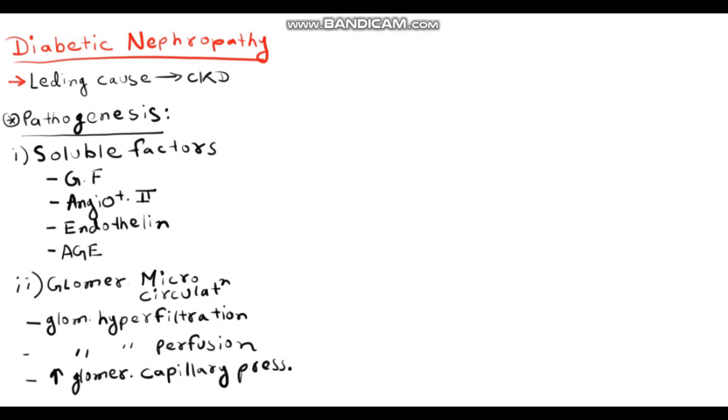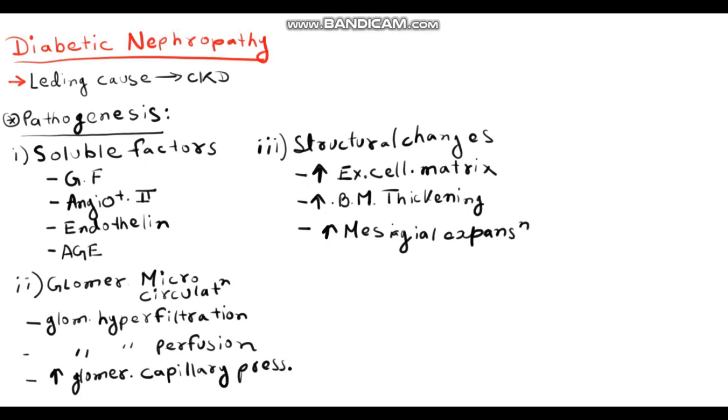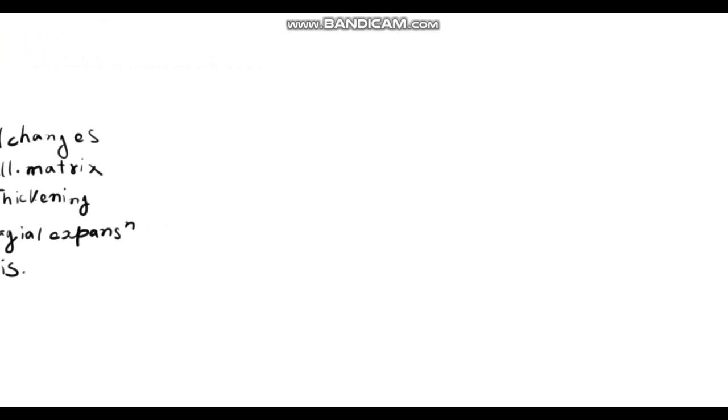The third one is mainly the structural changes which happen during the disease in the glomerulus, which has a few components including the increased extracellular matrix which appears during the course of the disease causing damage to kidneys. There is thickening of the basement membrane of the glomeruli, then the mesenchymal expansion, and lastly the fibrosis which is seen in diabetic nephropathy. So all these factors are responsible for the pathogenesis of the disease, but the exact pathogenesis is still not clear.